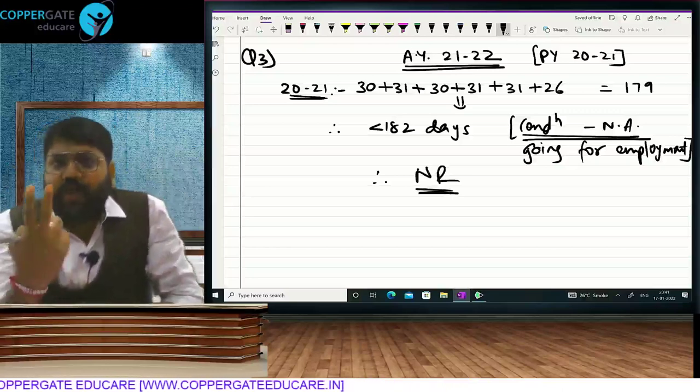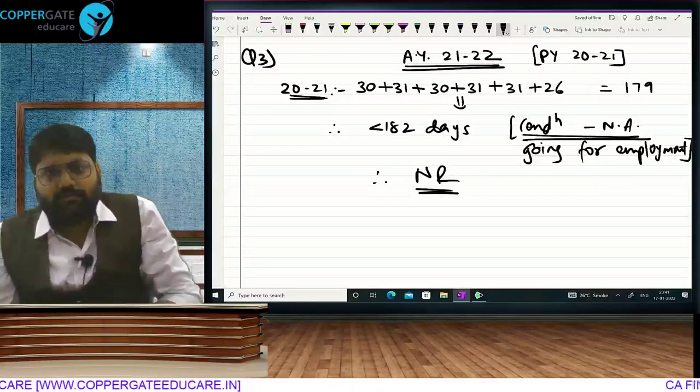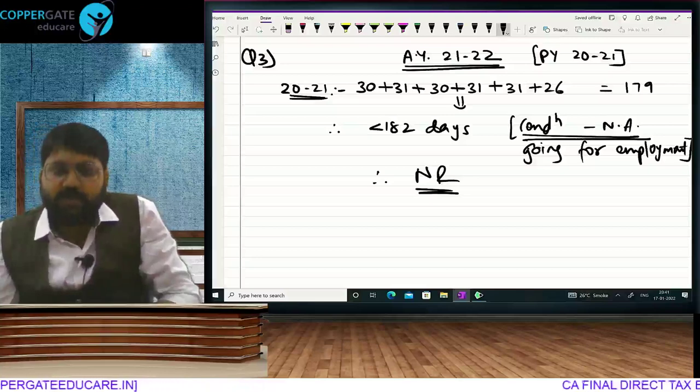For those two exceptional cases, it can be resident only if you are having 182 days, condition 1 criteria. Condition 2 is not applicable. Is this understood? Yes, sir.